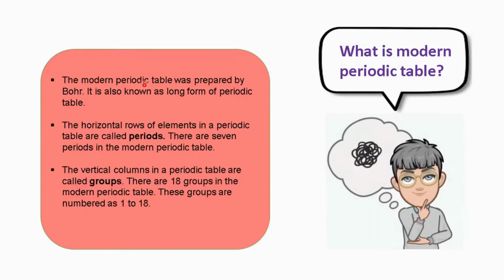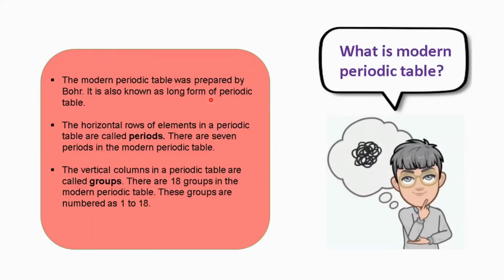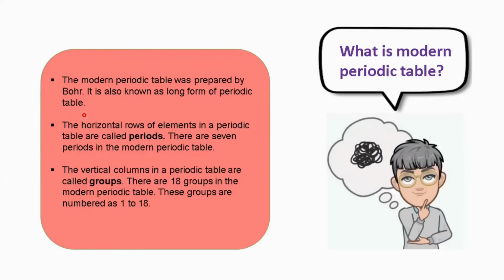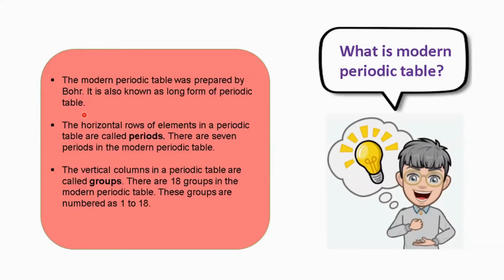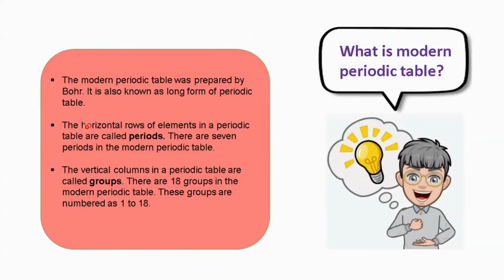Starting with a small introduction of the modern periodic table, it was prepared by the scientist Niels Bohr and it is also called the long form of the periodic table. Here the elements are arranged on the basis of their atomic numbers, which is basically the number of electrons or the number of protons present in the neutral atom.